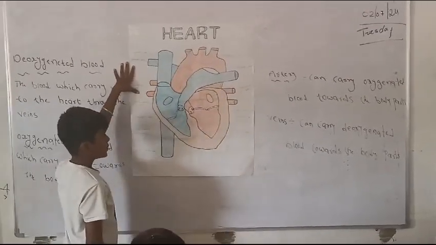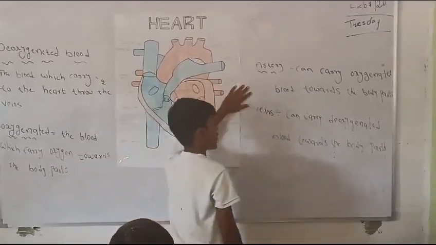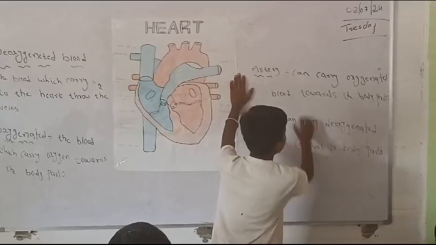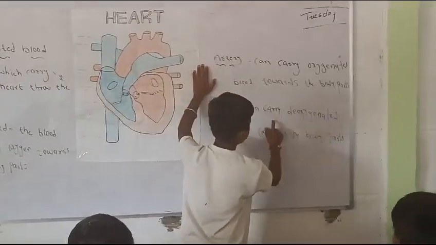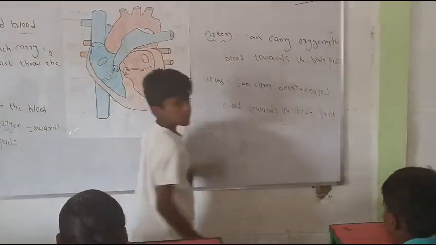Okay. What is an artery, beta? Artery can carry oxygenated blood towards the body parts. What are veins? Veins can carry deoxygenated blood. Very good.